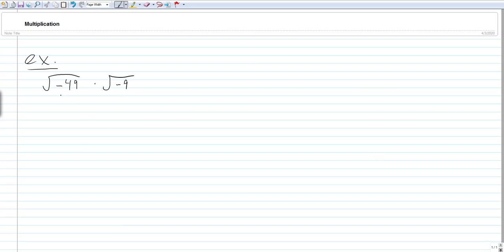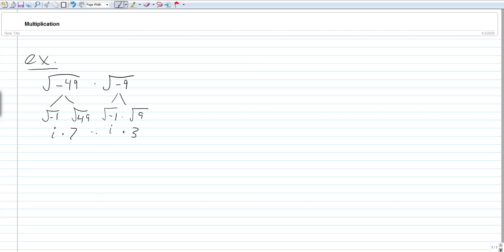Now, if we simplify the square root of -49, we could rewrite it as the square root of -1 times the square root of 49. Remember, the square root of -1 is equal to i, and the square root of 49 is equal to 7. You could do something similar with the square root of -9: the square root of -1 times the square root of 9, and then change the square root of -1 to i, and the square root of 9 is equal to 3.